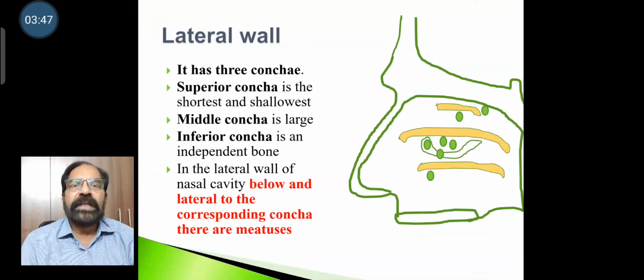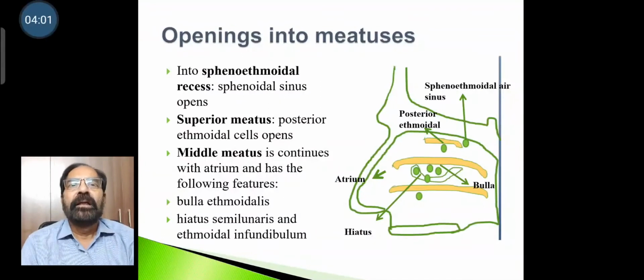In the lateral wall of nasal cavity, below and lateral to the corresponding concha, there are meatus. So there are three meatus: superior meatus, middle meatus and inferior meatus. Then we have openings into meatus. Into sphenoethmoidal recess, you can see in the picture, sphenoidal air sinus opens. The superior meatus has the opening of posterior ethmoidal sinus.